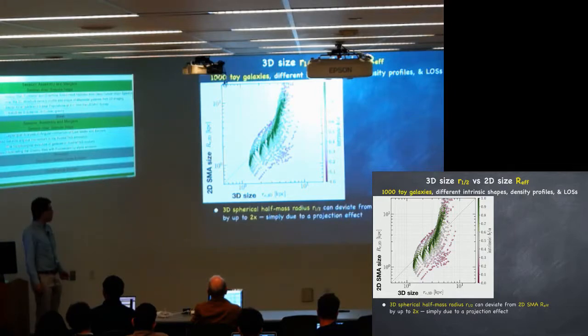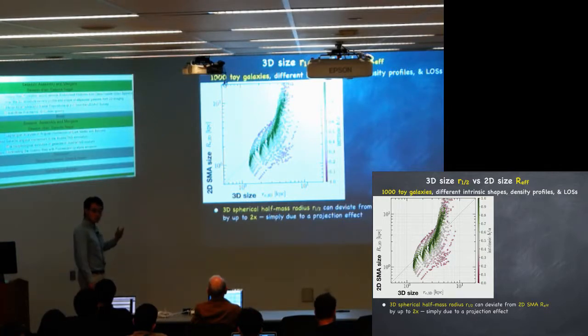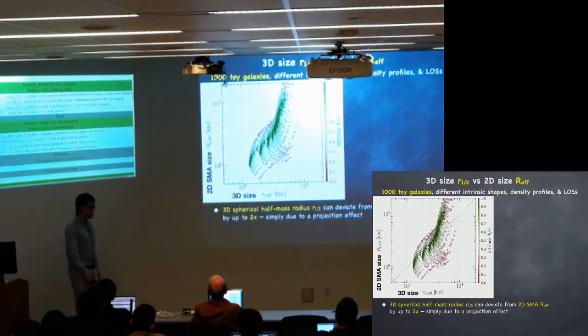For example, here I show you 1,000 toy galaxies. I will talk later about what we mean by toy galaxies, but here, let's focus on the plot. Here I show you the 2D semi-major axis effective radius as you would measure from a Gaussian fit, versus the 3D spherical half-mass radius, which is what people typically measure in the simulations.